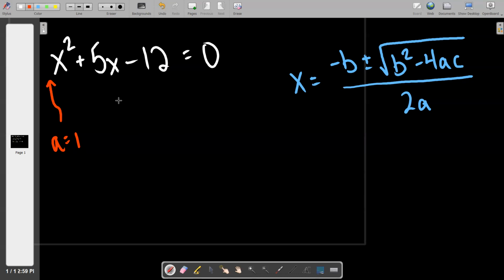And then, of course, we have B, which is what? Take a shot. Just 5, right? It's just the number that's in front of x. In the same way that A was just in front of the x squared, B is just what's in front of the x. And so in this case, B is positive 5, right? And then finally, I guess you know this by now, what is C going to be? Negative 12. Very good. Thanks for saying negative. Nice.